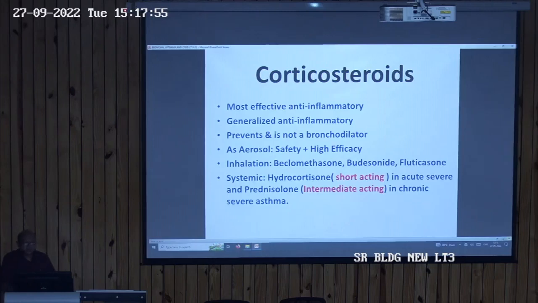Currently used ones are beclomethasone, budesonide, and fluticasone. And systemically, we tend to prefer to give hydrocortisone, which is short-acting, in case of acute severe asthma, while we give prednisolone, intermediate-acting, in case of chronic severe asthma.